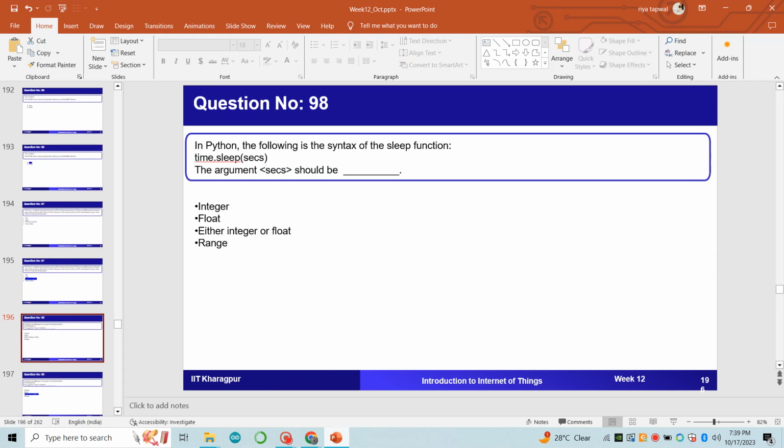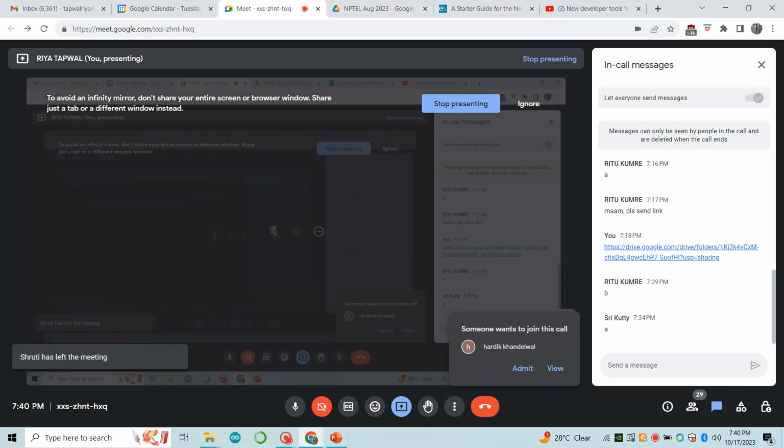Next question is, in Python, the following is the syntax of the sleep function: time.sleep(seconds). The argument seconds should be blank, integer, float, either integer or float, range. Anyone? Ma'am, it's C, either integer or float. Right.